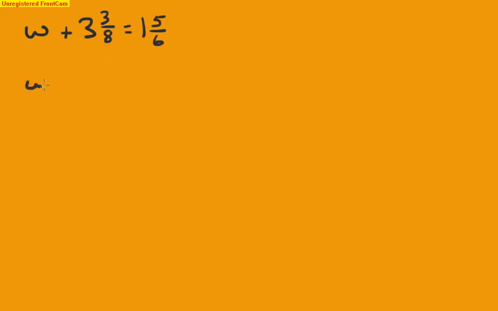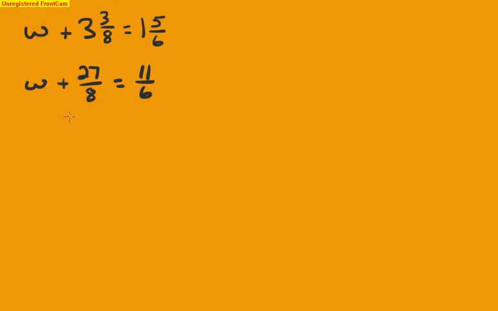I'm going to rewrite it as w plus, and now I look at that 3 3/8. I make that an improper fraction by multiplying 8 times 3, which is 24, and adding the numerator, which is 3, so it gives us 27 over 8. I do the same thing with the 1 5/6: 6 times 1 is 6, add the numerator, which is 5, that gives us 11 over 6. That's easier to deal with. So we have w plus 27 over 8, and I need to get rid of that. We need to isolate the w on the left-hand side, so the opposite of plus 27 over 8 is to minus 27 over 8.